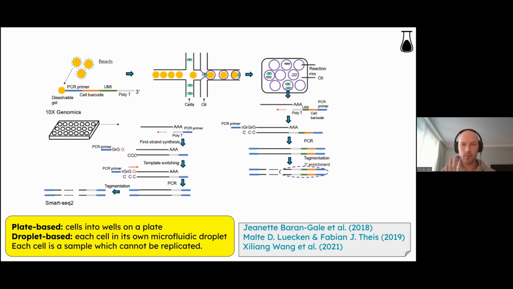Then you have well plate-based methods, and one example, or most prominent method, is the scRNAseq.